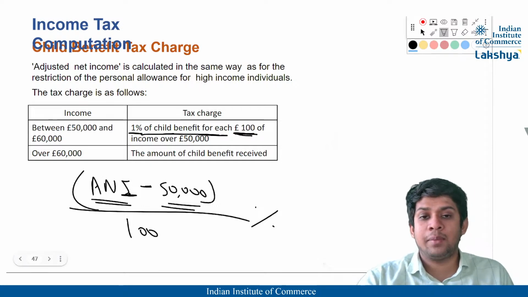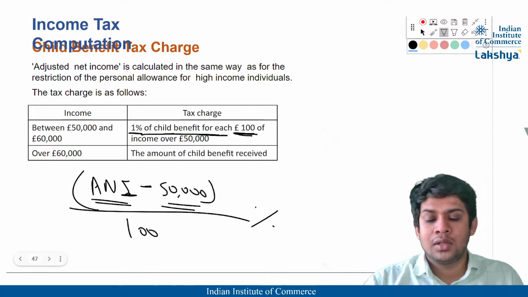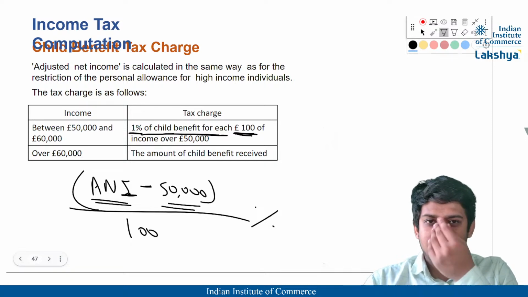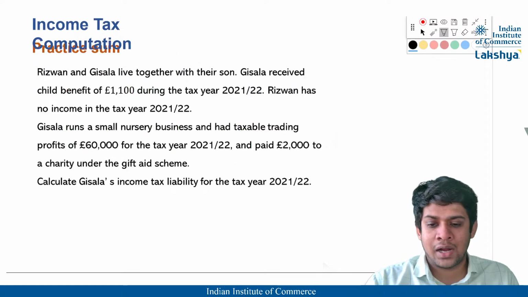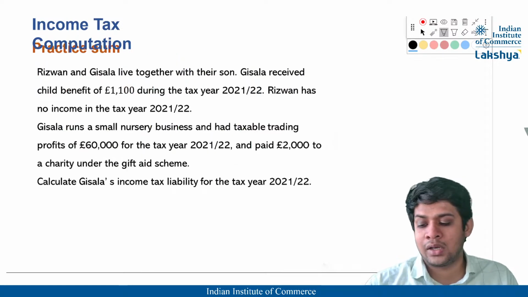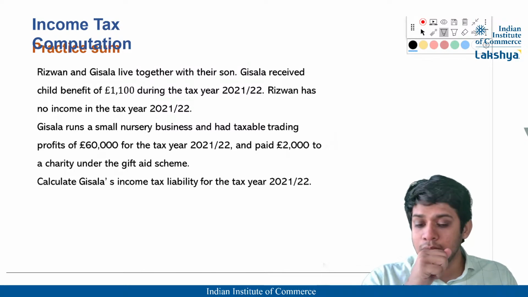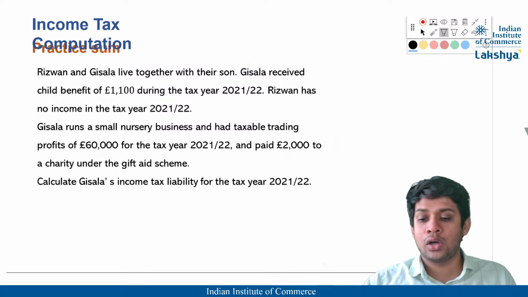So ANI minus 50,000. That means wherever your ANI is greater than 50,000, you will get a child benefit tax charge on it, and you will divide it by 100 to get the value. So let us do the sum. Through this sum, you will understand it better.